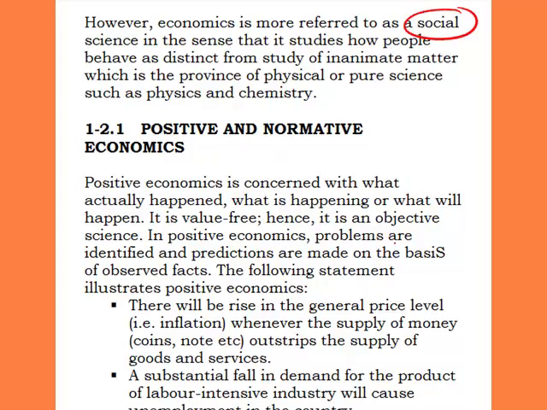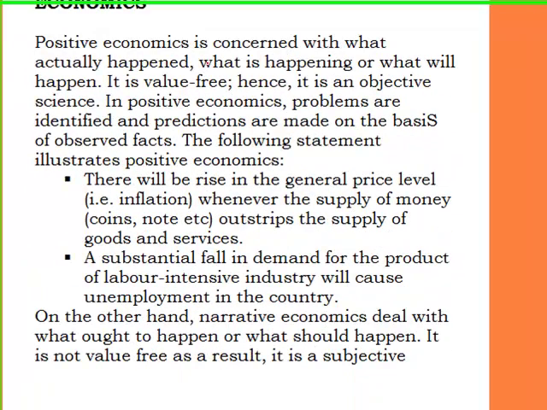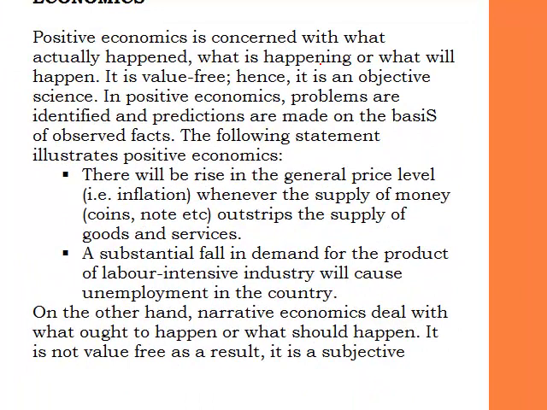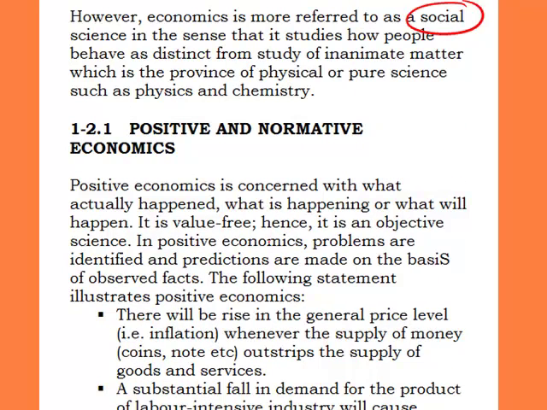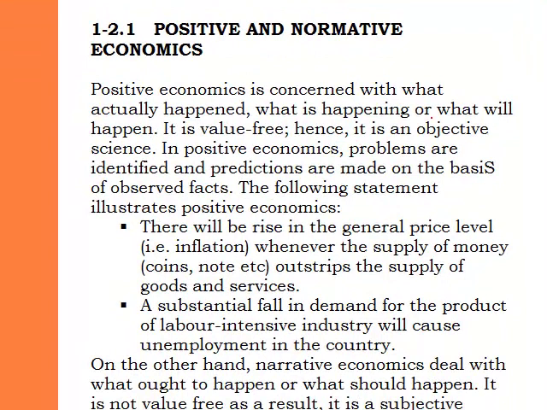Now from there we move on to positive and normative economics. What is positive economics and what is normative economics? These are concepts that need clarification. When we say positive economics, what do we mean? Positive economics is concerned with what actually happened, what is happening, or what will happen. Any economic issue that you are explaining that borders on what actually happened, what is happening, or what will happen is said to be positive economics. It is value-free, it is not biased, it is objective. Hence, it is objective science.